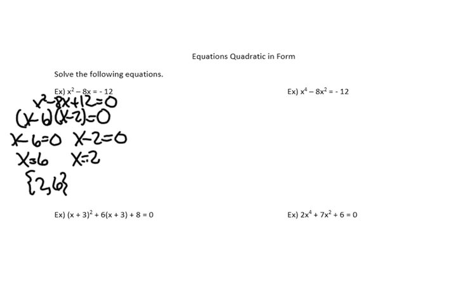Now, let's take a look at the next example. x to the fourth minus 8x squared equals negative 12. Similar problem, except it's x to the fourth and not x squared. I still want to set the equation equal to 0, so I'm going to add 12 to both sides. Now, I know I can break down x squared as x times x. So the question now is, how do you break down x to the fourth? Well, that's x squared times x squared.